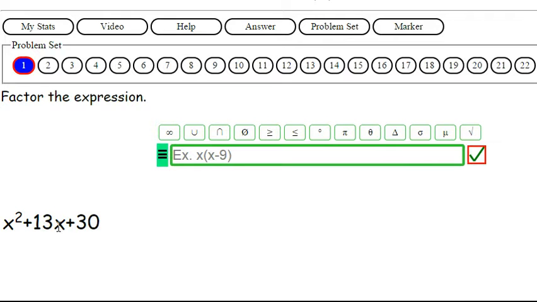So we got x squared plus 13x plus 30. It says factor the expression. So I guess we're going to get more practice. X squared plus 13x plus 30. Can we remember that?